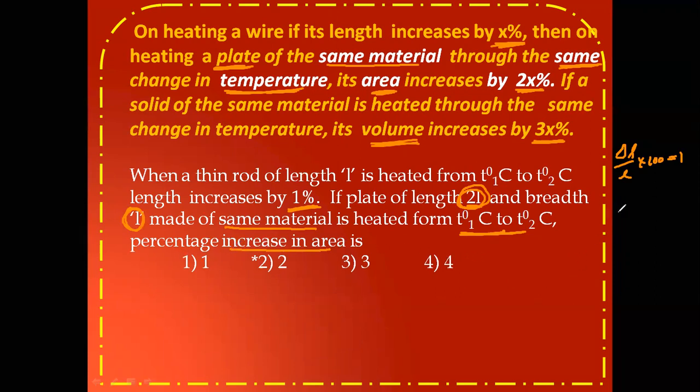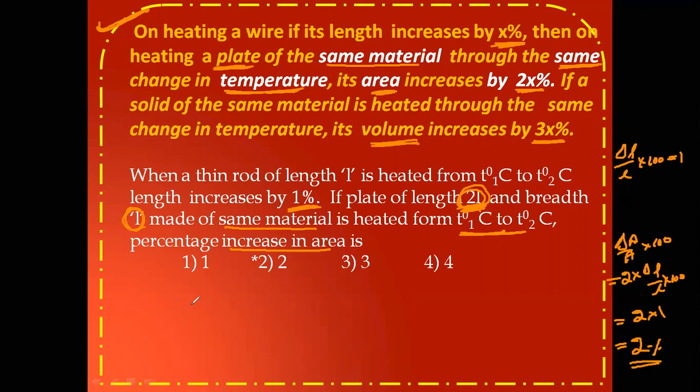percentage they are asking. So if this is the formula, it is an application. Delta A by A into 100 is equal to 2 into delta L by L into 100. You don't think of the dimensions, whether it is 2L into L or 2L into 2L, 3L into 4L, whatever it may be, the percentage will be 2 into the percentage of length, which is 1. So the answer will be 2%. So don't think of area.